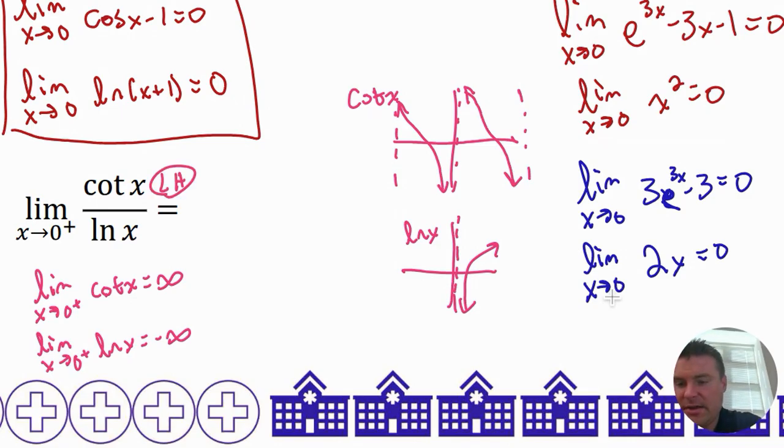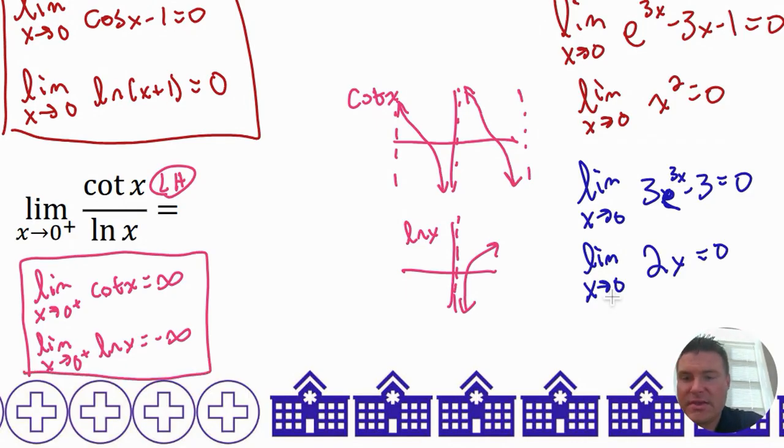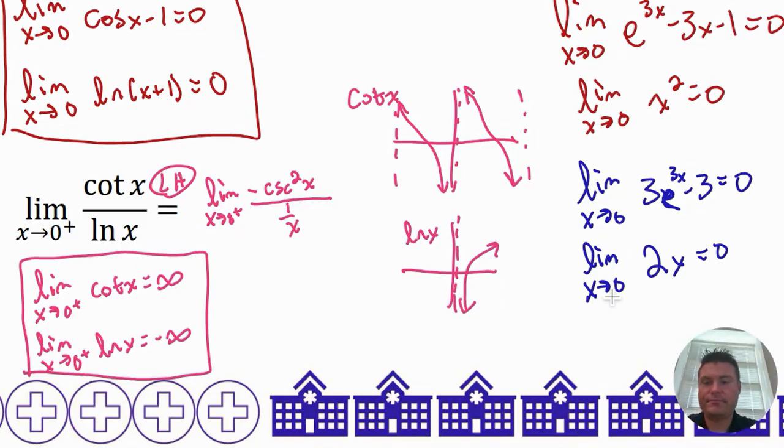So I'm going to use LHOP. I'll box this up so we see what was going on. So this is going to be the limit as x approaches 0 to the right. Derivative of cotangent, hopefully you know what that is. That is going to be negative cosecant squared x. And the derivative of ln is 1 over x. Okay. Now, can you plug in zeros here? Not as written. And this is one of those where if you just keep doing LHOP, you're just going to keep cycling over and over again.